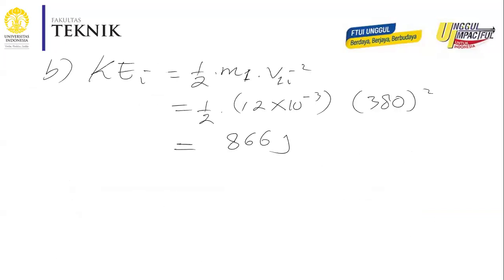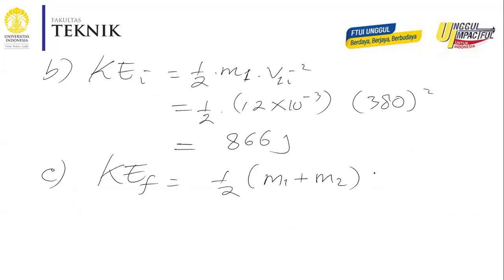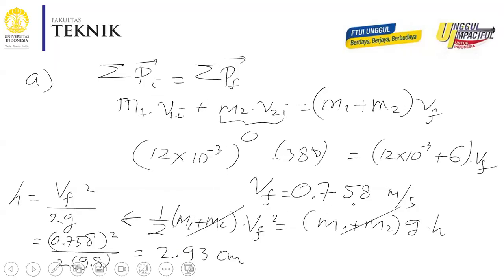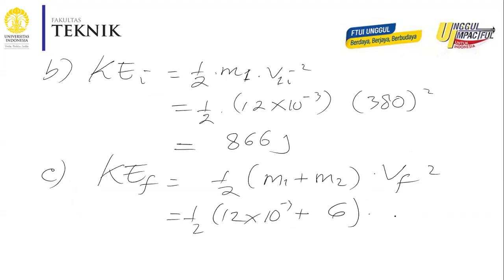The next question: what is the kinetic energy of the bullet and pendulum just after they combine? We can calculate the final kinetic energy, which is equal to half times (mass 1 plus mass 2) times V final squared. So this is half times (12 times 10 to the minus 3 plus 6) times 0.758 squared. This is equal to 1.73 joules.